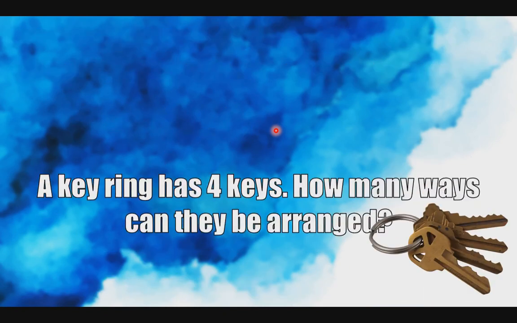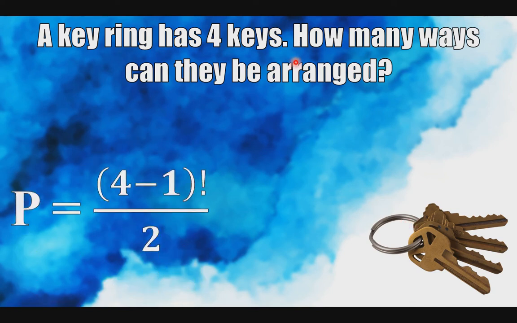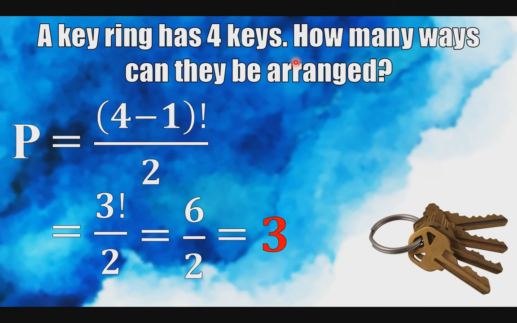Now, eto, a keyring has 4 keys. Again, ang keyring pwedeng pagbaliktarin to. May dalawang side. So, how many ways can they be arranged? Magiging quantity 4 minus 1 factorial over 2, which is 3 factorial over 2, and that is 6 over 2. Again, ang 3 factorial is equal to 6, so 6 over 2, which is equal to 3.